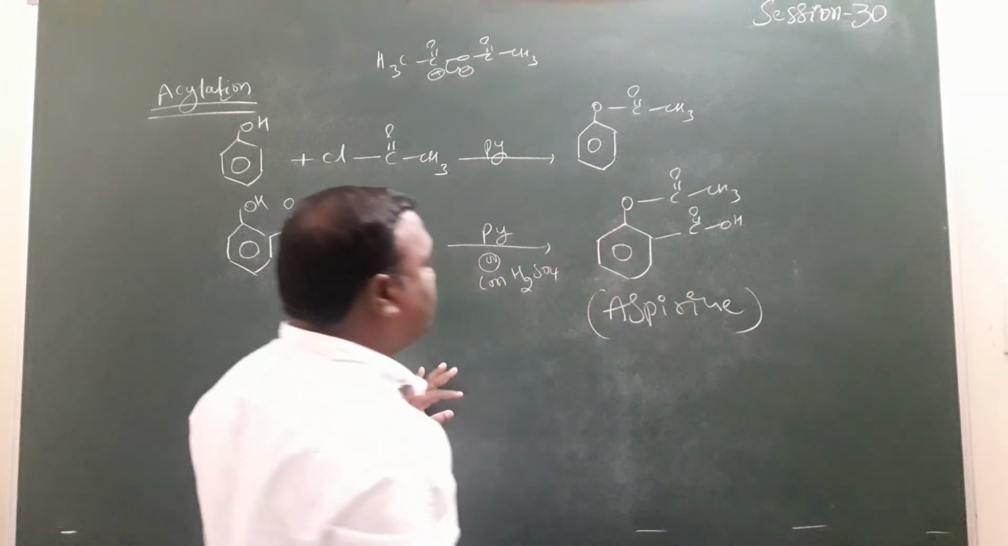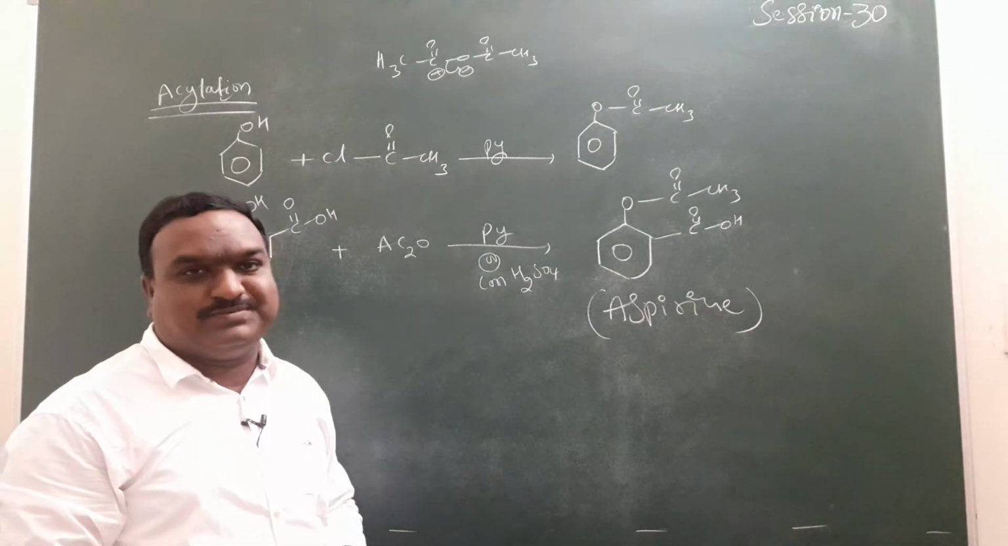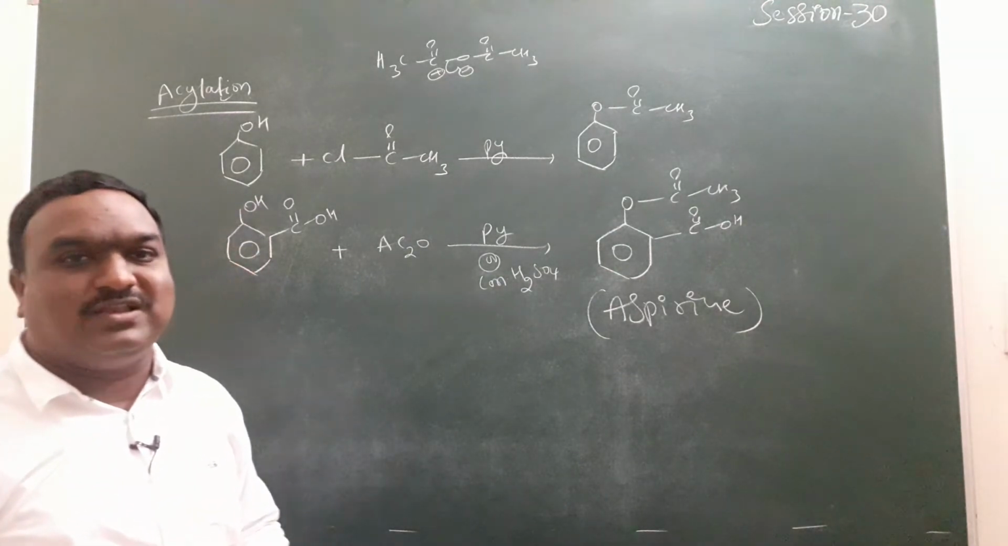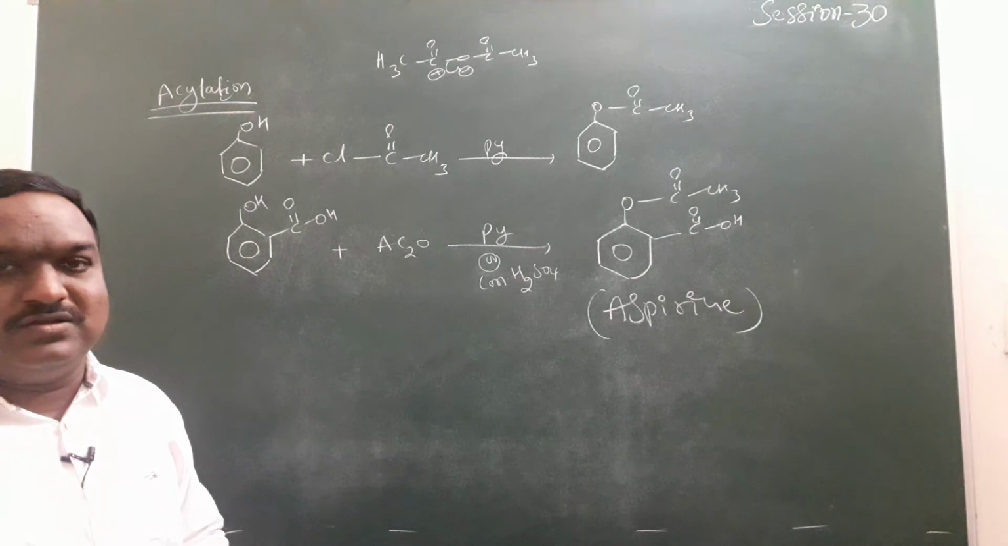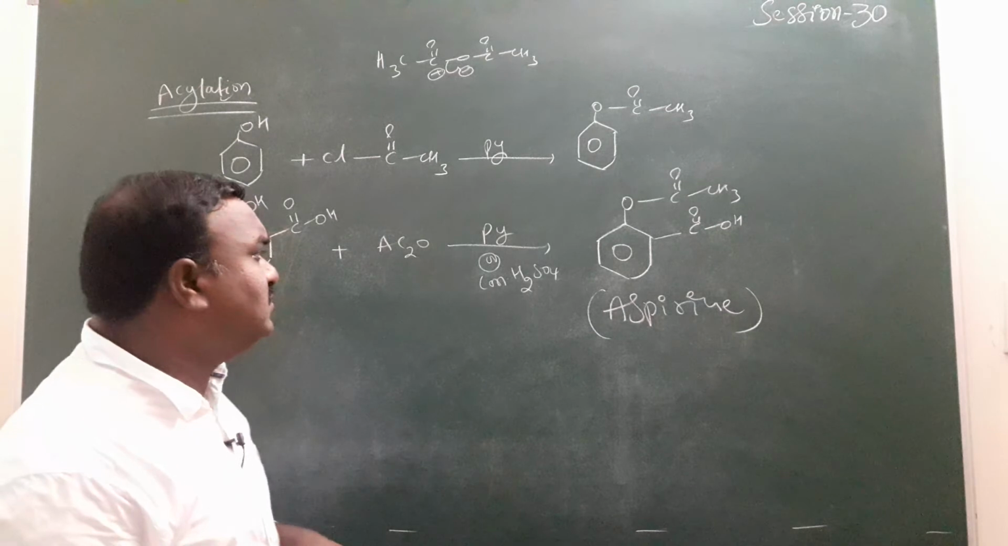One of the important points here: the aspirin drug is formed in this reaction. How to prepare aspirin? By using acylation reactions we can prepare the aspirin compound. This is the way to write that product.